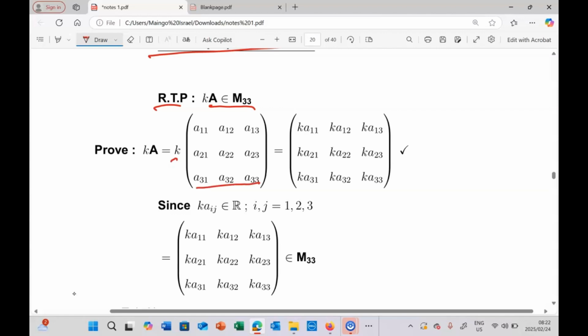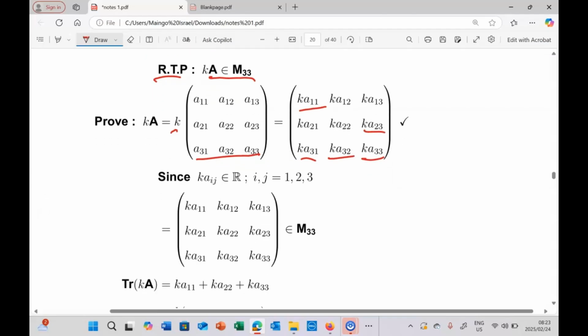So now when you multiply a scalar by a matrix, or a matrix by a scalar, we multiply each entry of the matrix by that scalar. So that's what we are doing. We're multiplying every entry by k. That's why we have got ka11, ka12, ka13, ka21, ka22, ka23, ka31, ka32, ka33. Like that. So you know that k belongs to real numbers.